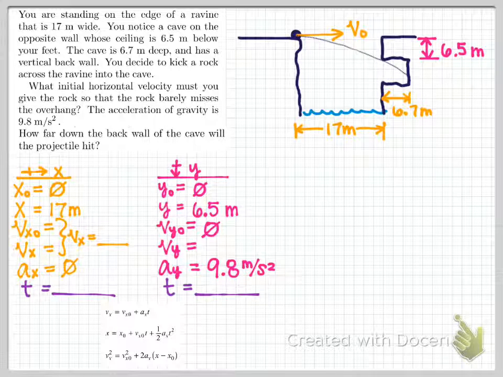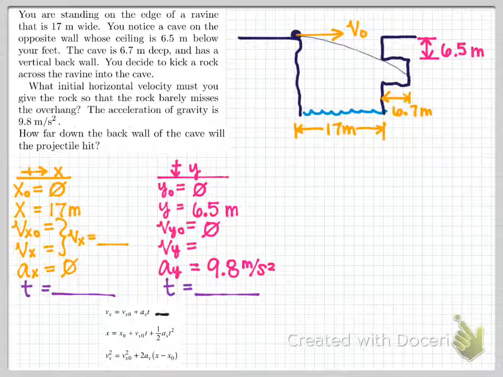So to do that, I'm going to look at these equations and see what equation I might want to use. It's the Y direction that I'm interested in right now. That's where I have enough information in order to solve. Notice that in the X direction, I only have 1, 2, 3 things, and that's not going to be enough. But over here, I've got 1, 2, 3, 4 different pieces of information, so I'll be able to solve for time in the Y direction.